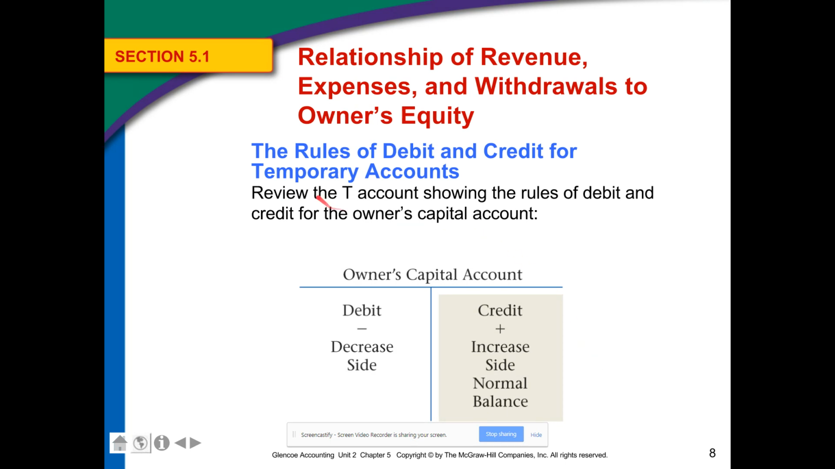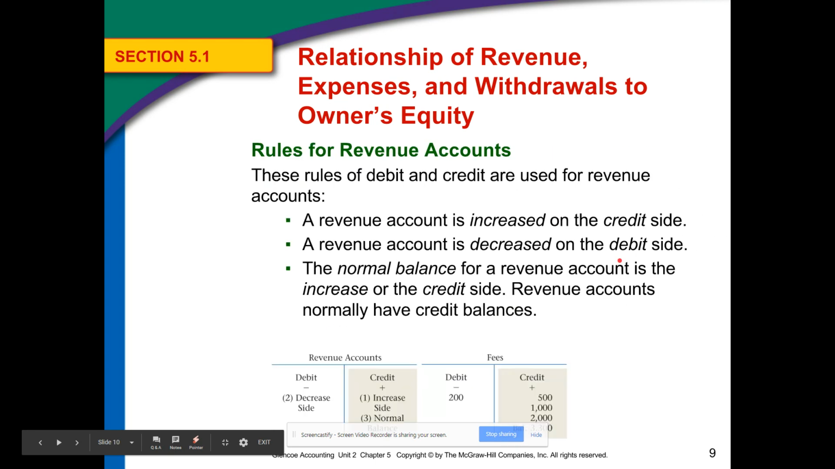So when we look at our owner's equity account, a capital account, we're going to decrease it with a debit. We're going to increase it with a credit. So we should always have a credit balance in this kind of account. Your temporary accounts affect this, so we follow a lot of the same rules. So a revenue account is going to increase our owner's equity. So we're going to increase it using a credit.